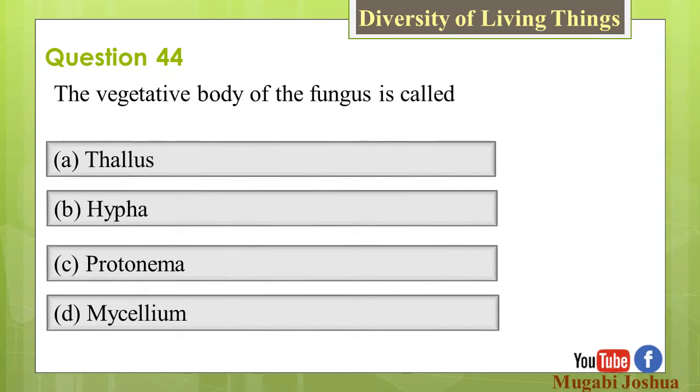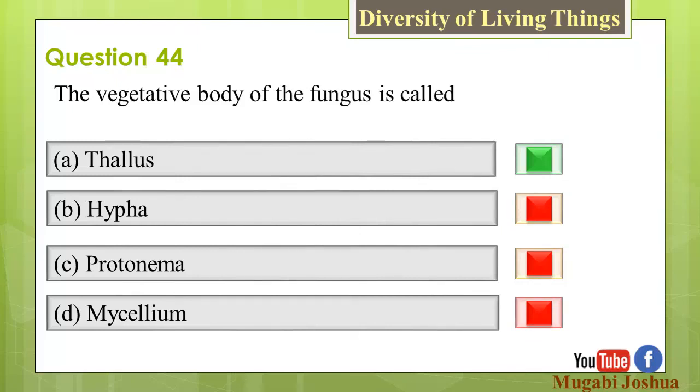Question 44. The vegetative body of the fungus is called A. Thallus. B. Hypha. C. Protonema. D. Mycelium. Which of the following alternatives is the correct alternative? The correct alternative is A. Thallus.